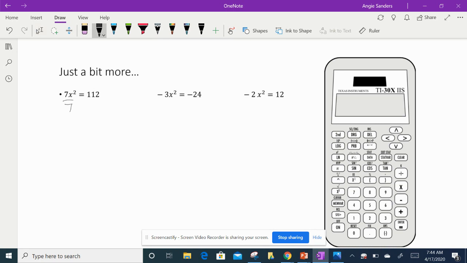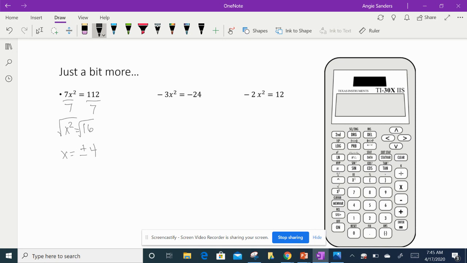So the first thing I'm going to do is I'm going to divide each side by 7. So I'm going to end up with x squared is equal to, and in this case, 112 divided by 7 gives me an answer of 16. Once I get that x squared by itself, now I'm ready to finish. And so I would introduce my square root and I would say x is equal to positive and negative 4.